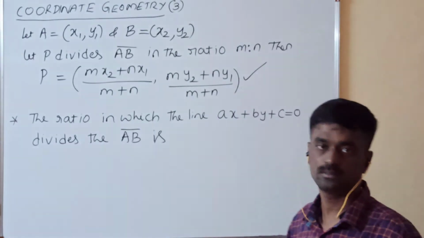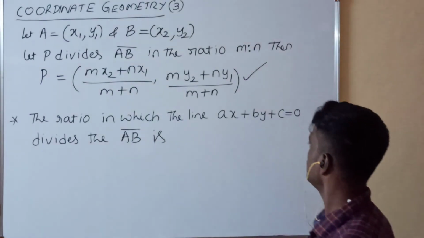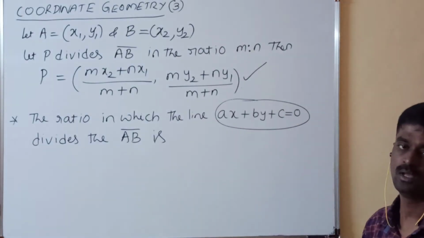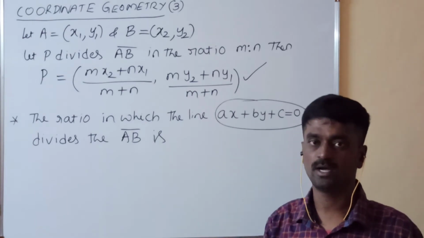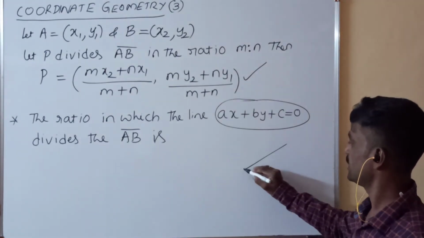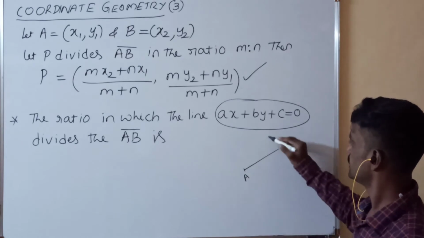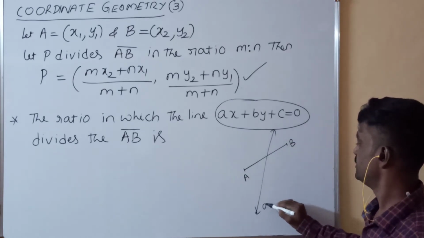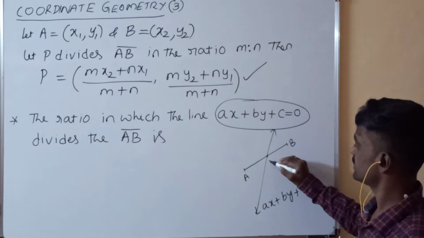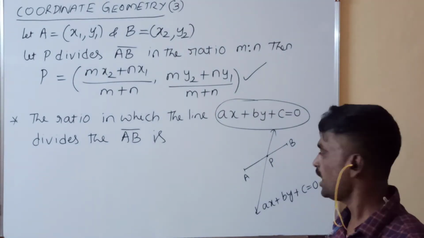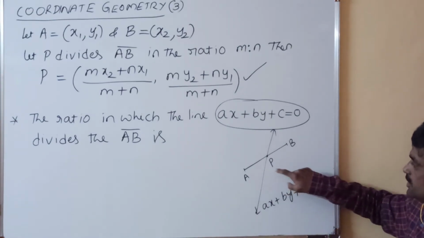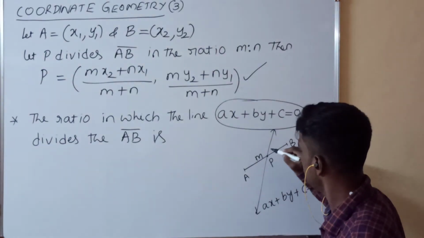So look at the third case or third formula. The ratio in which the line Ax plus By plus C is equal to 0 divides the segment AB. Now here we have not taken the x-axis or y-axis, we have taken some general line. Okay, so that means this is, say, the segment AB. Suppose this is the line Ax plus By plus C is equal to 0. Suppose the line intersects the segment AB at P. Then in what ratio does this line divide the segment AB? In the ratio AP is to PB. Let this ratio be m is to n.